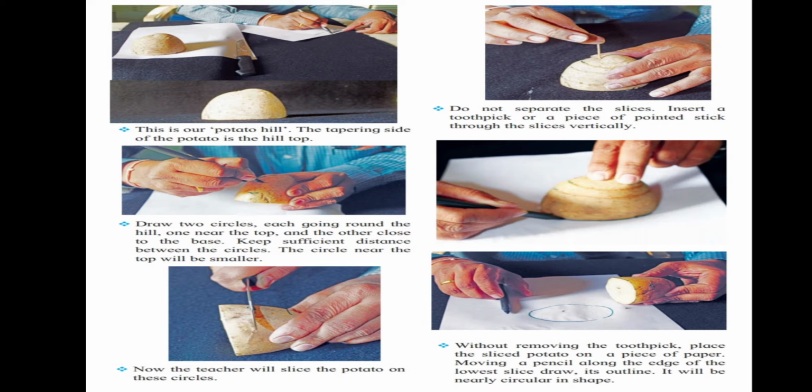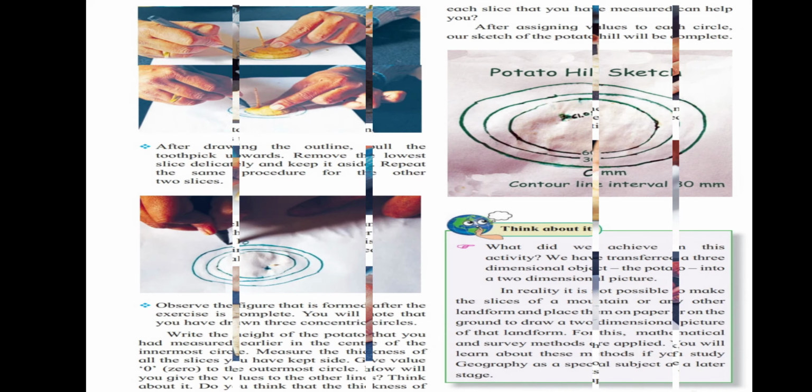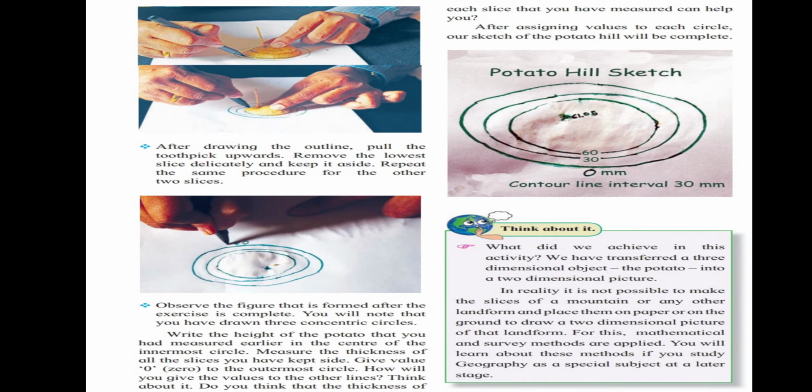Now keep this potato on a page and draw a circle. See here, in the last one they draw one circle with the potato. Now remove one slice and draw a circle inside it. Again remove one slice and draw a circle. Now you are able to see the three circles made with the help of this potato.